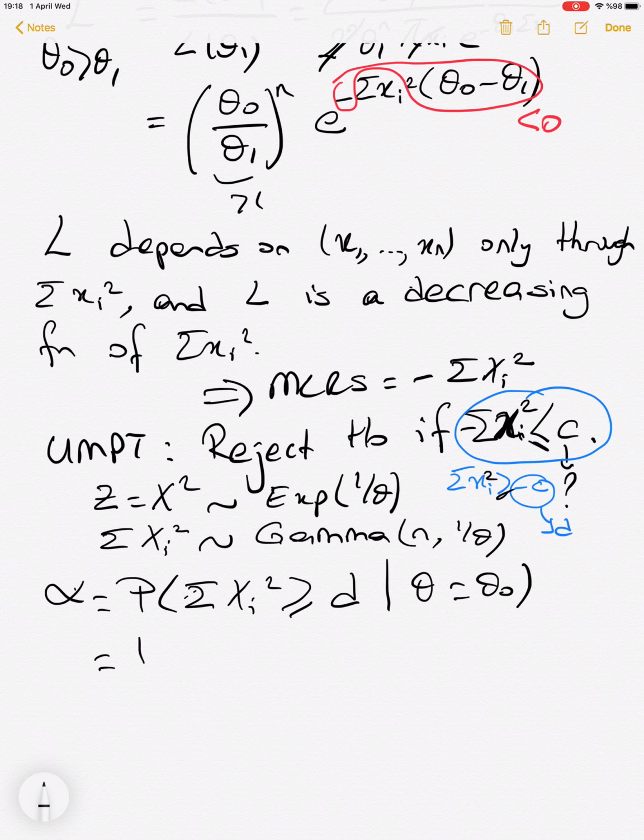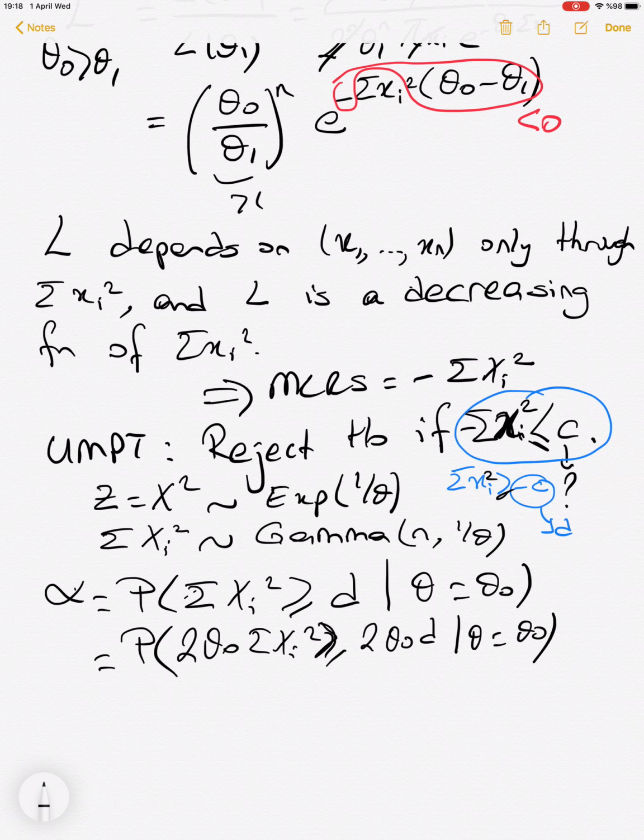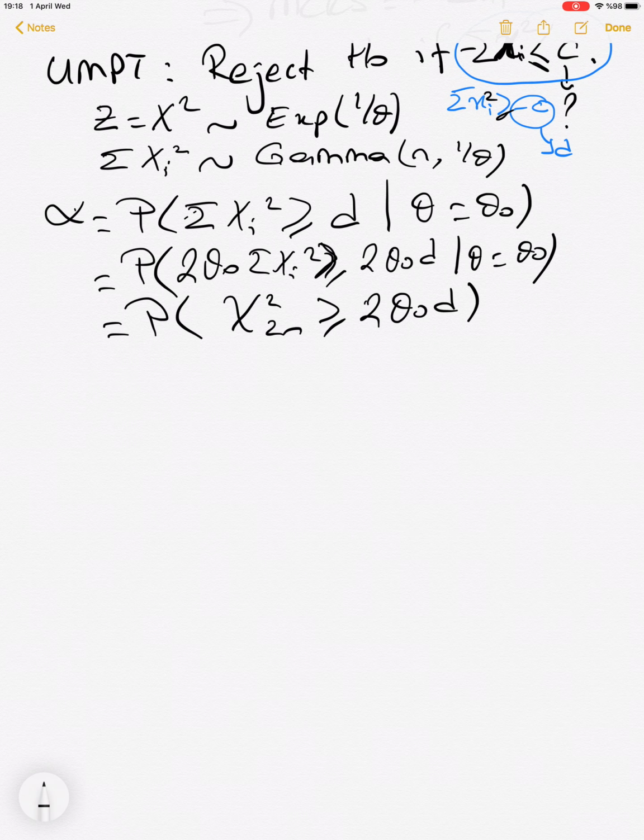Now forget the equalities, greater than or equal to d, let's say, where theta equal theta 0. Again turn this to a chi-square random variable by multiplying it by 2 theta. So 2 theta 0 summation xi square greater than or equal to 2 theta 0 d given theta equal theta 0. After defining the distribution as chi square with 2n degrees of freedom, you don't have to write the given part. So at this point we have to find this quantity alpha.